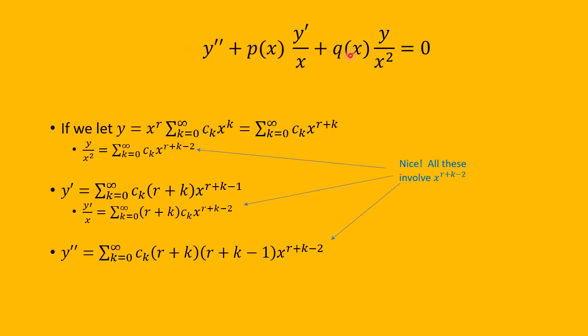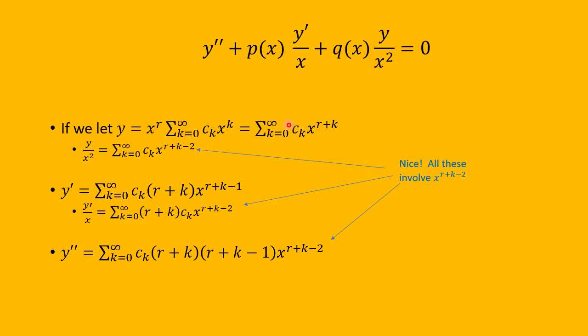So let's look at this differential equation, and let's look at what happens if we substitute into it y equals x to the r times this power series, which we can write also as the sum, k goes from 0 to infinity, c sub k x to the r plus k. And let's start with this y over x squared here.